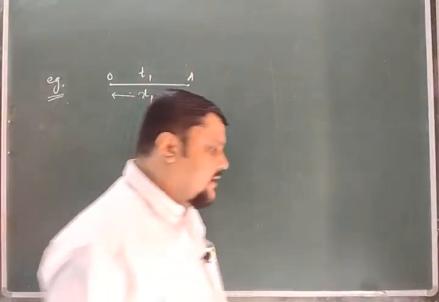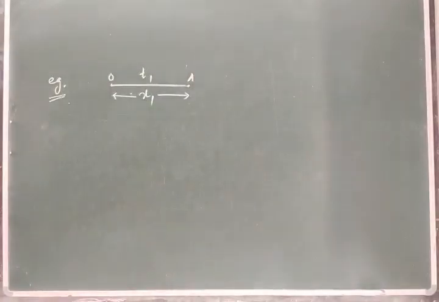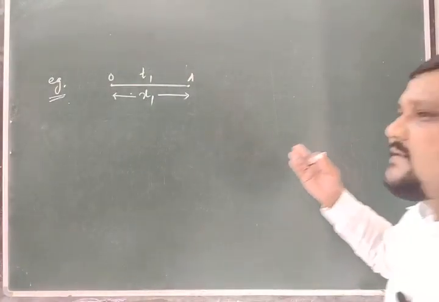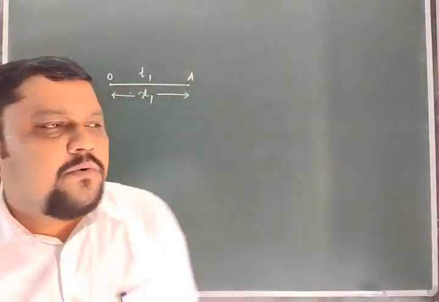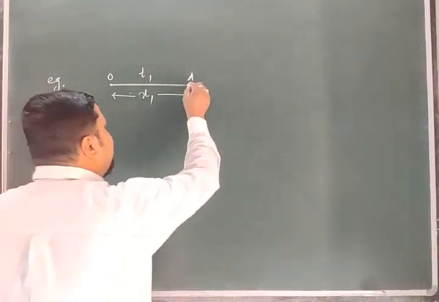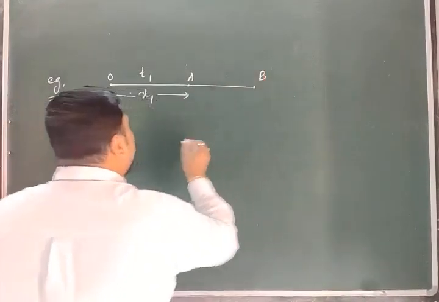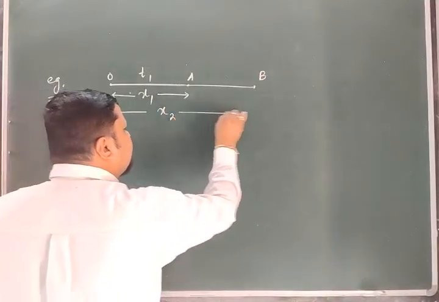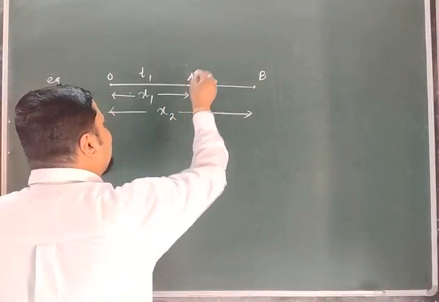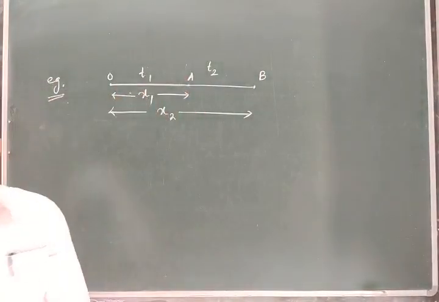In a time interval t1. Okay. Then, in the same path, it travels again for another time interval t2. We find that the particle is at the point B and it covers a distance of x2, and the time taken in this case is t2 from O to B.